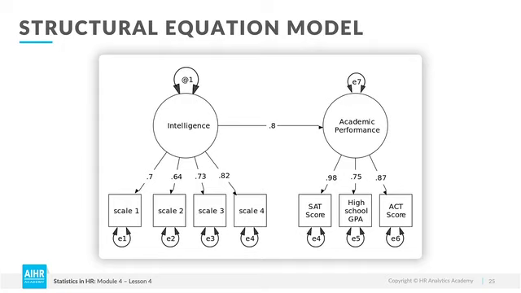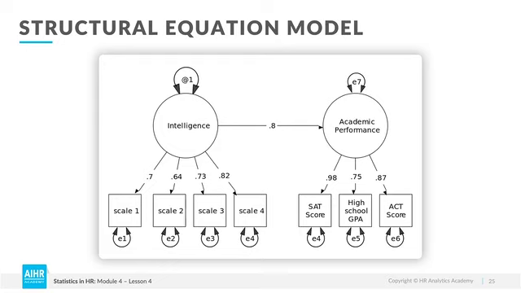Here's an example of a structural equation model in real life. We have two latent variables, intelligence and academic performance. Intelligence has a causal relationship with academic performance of 0.8. Intelligence has a fixed scale of 1, noted by the @1 above it, to provide scale to the dimensions of this model.